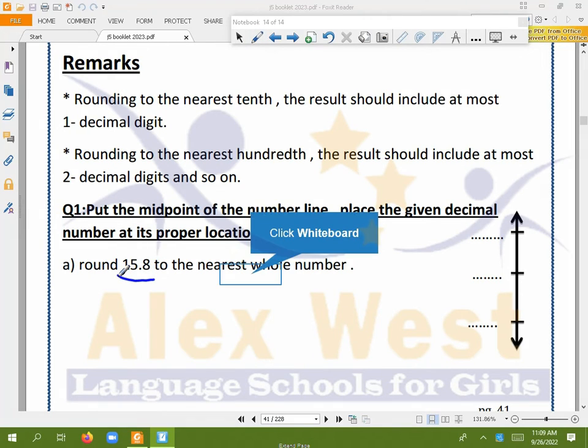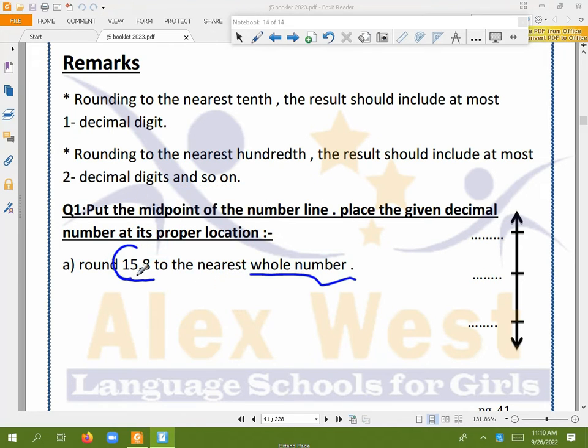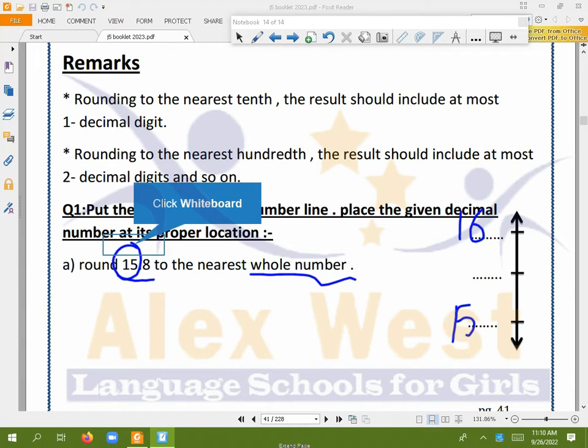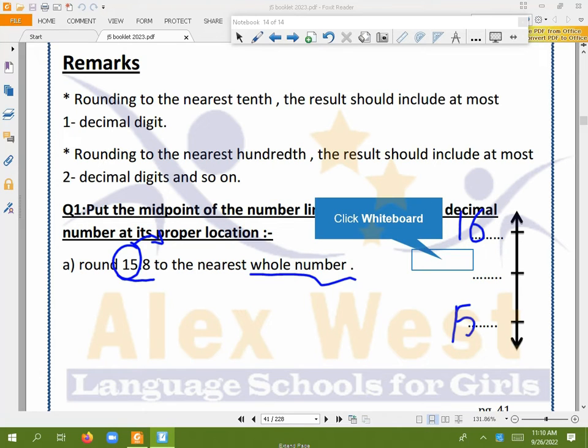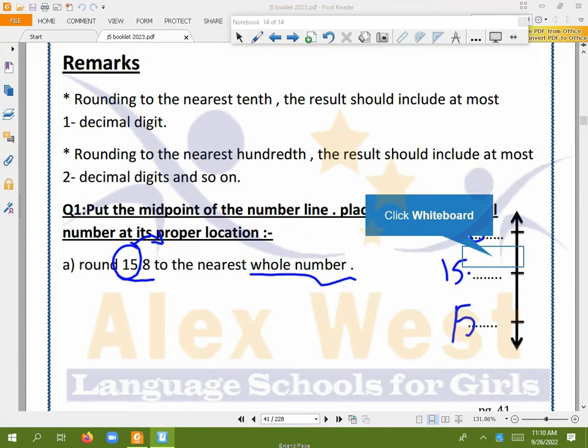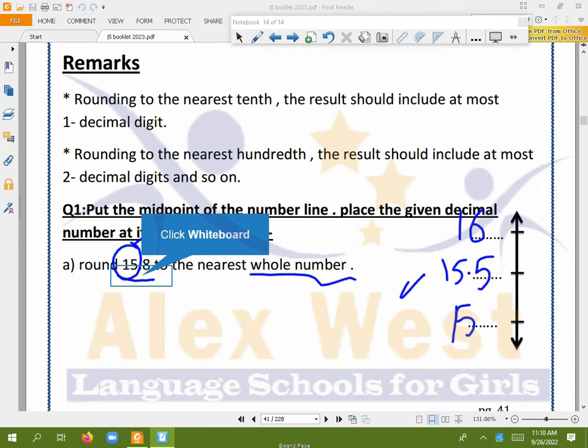Here, the number 15.8. How can we round to the nearest whole number? Whole number, so we look at the whole part. We have 15 in the whole part. So write the number 15 down and increase by 1. So write up 16. And look at the decimal places. The decimal place is 8 tenths. So we replace the number by the midpoint. So write 15.5. Okay, what is it called? It's called the midpoint. And look, is 15.8 nearest to 16 or 15?